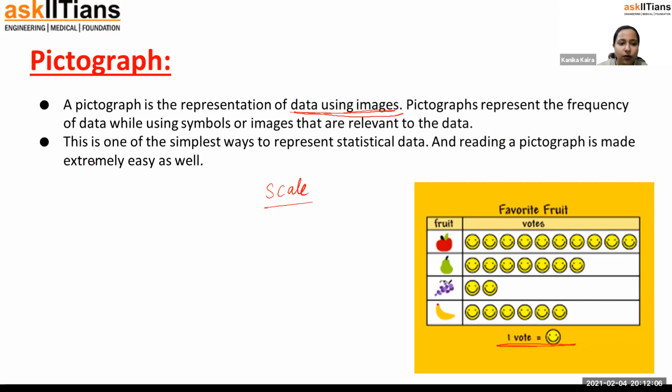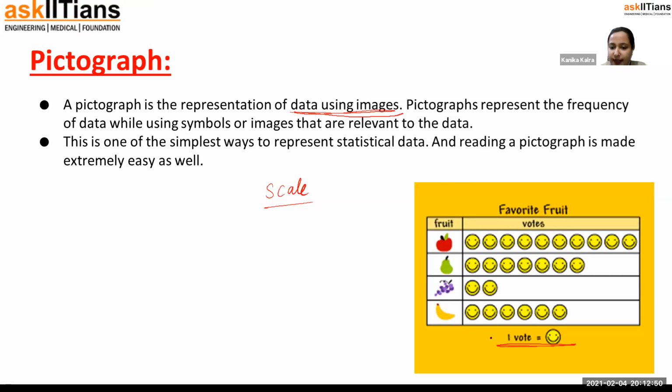All right. So this is one of the simplest ways to represent the statistical data. And reading a pictograph is made extremely easy as well. This is the basic graph which is used by various other graphs. The idea behind this is to represent the frequency in the easiest way. And we use this idea for the further graphs as well. As we discussed the bar graph, we represented the frequency in the easiest way, right? By plotting the bars according to the frequency given. In the same way, you can represent the frequency by using pictures.